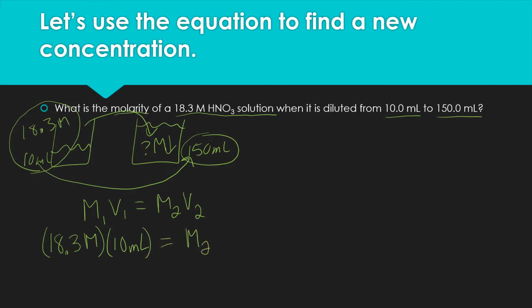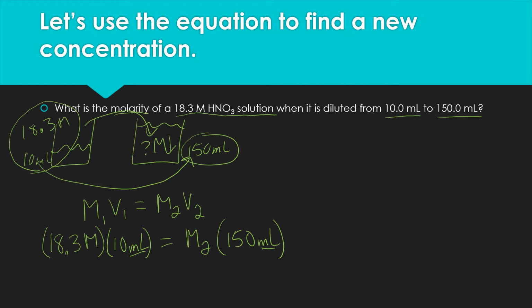So we're looking for M2. There's our variable. You can always replace it with X if you're more comfortable with that. And then we've got 150 milliliters. Now here's the nice thing. For this, it just says volume. It doesn't specify units. So as long as your units for your volumes match each other, you can leave them in milliliters. You don't have to convert them. So we've got 18.3 molar times 10 milliliters. And then we've got our molarity times 150 milliliters.